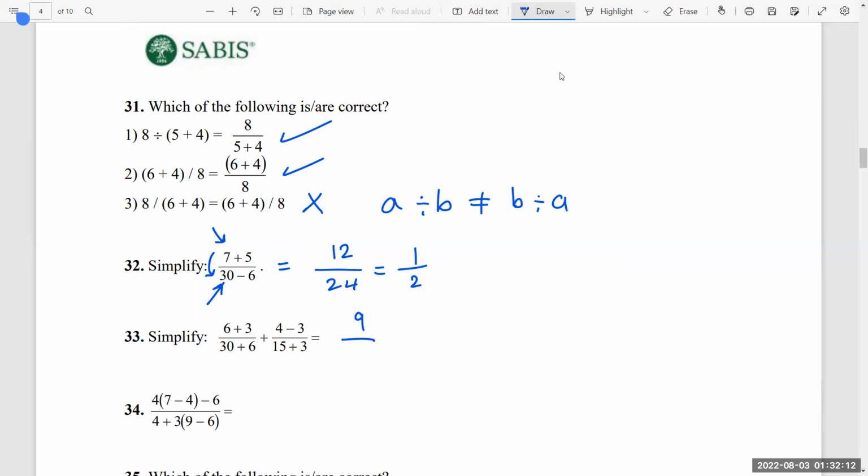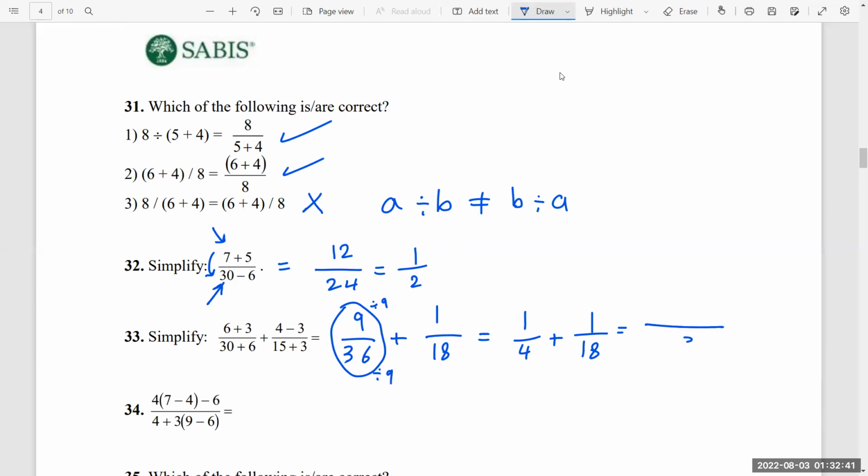Do this one. 6 plus 3 is 9. 36 plus 1 over 15 plus 3 is 18. Then simplify this fraction first by dividing by 9 up and down. You will get 1 over 4 plus 1 over 18, and then you can solve it by just finding the common denominator, which is 36.